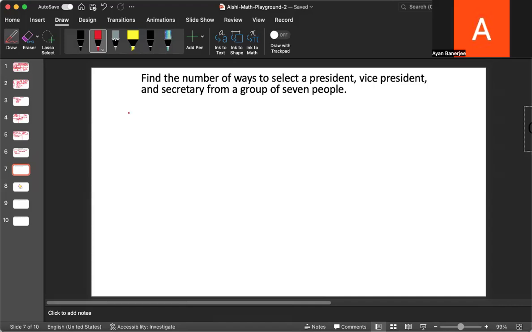So now let's move on to our next problem for permutations. We have to find a number of ways to select a president, vice president, and secretary from a group of 7 people.